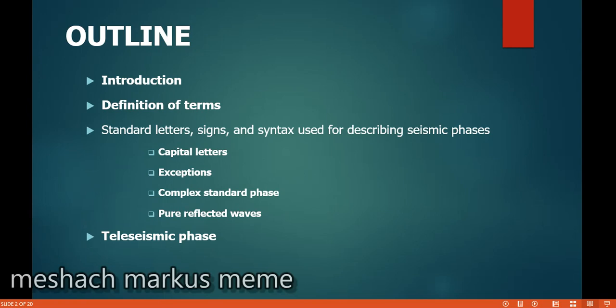So this topic is about the modified nomenclature of seismic phases that are concise, consistent, and self-explanatory on the basis of agreed rules. In this topic, we are going to see our introduction. We are also going to learn about some terms, such as the crustal phases, mantle phases, core phases, acoustic phases, and deep phases. We are also going to learn about the standard letters, signs, and syntax used for describing these seismic phases. We have capital letters, and some exceptions in which capital letters are not used. We also have complex standards, which comprise small letters and capital letters. We also have pure reflected waves, and we are also going to look at the broad teleseismic phases of the seismic waves, which will involve some diagrams for us to see.